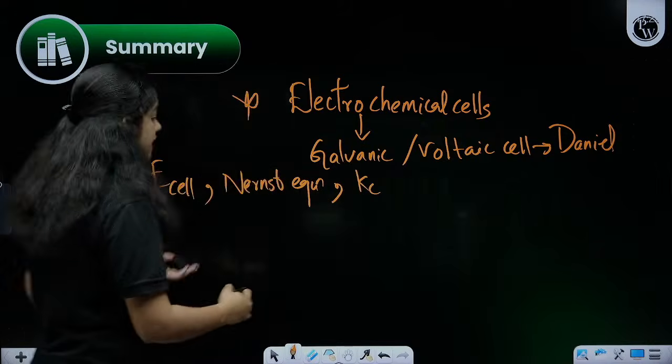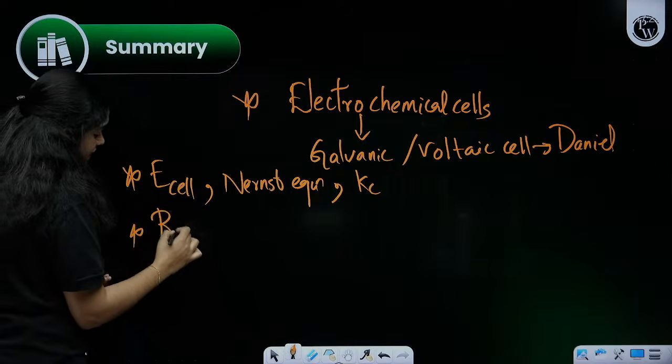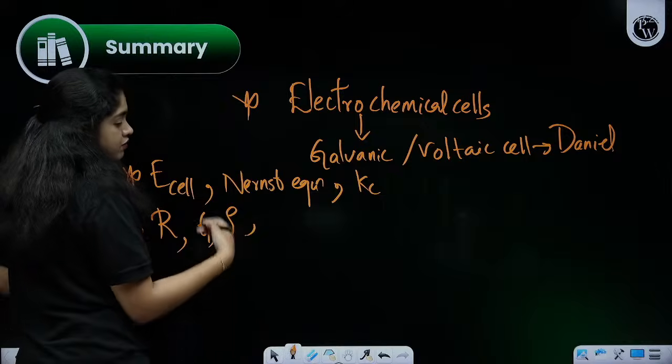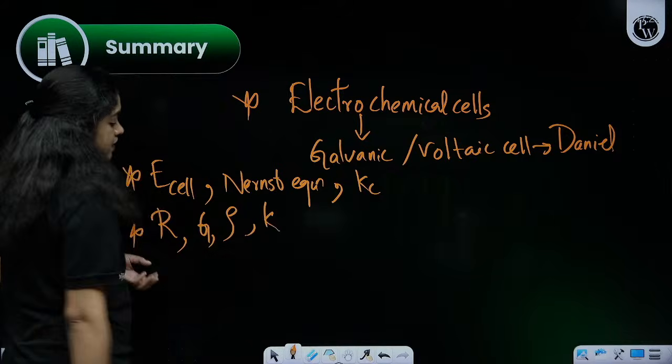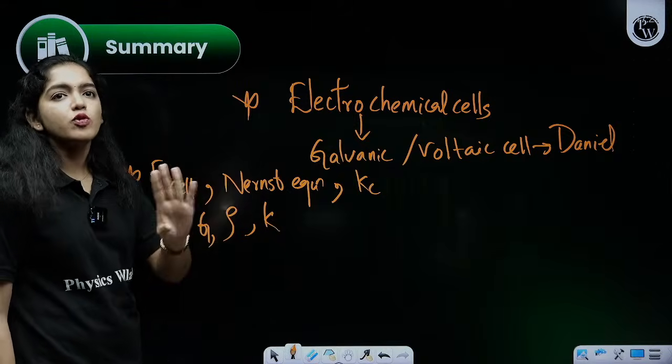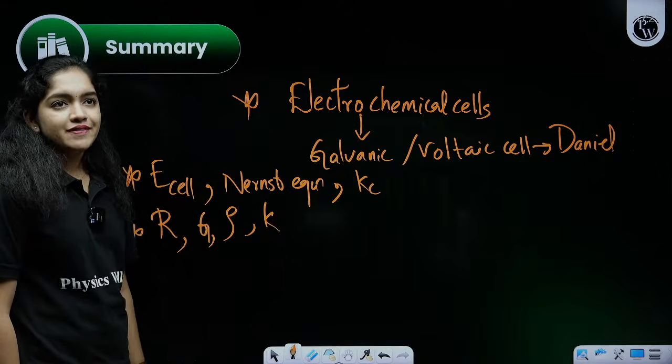Then we learned about resistance. Resistance is very, very important. Resistance, conductivity, resistivity, then kappa. Resistance, resistivity, conductance, conductivity. These four terms are very, very important.